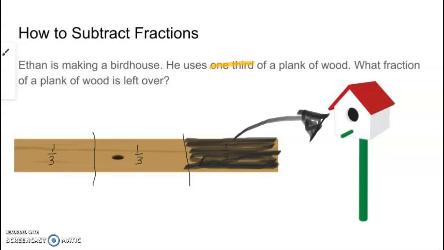All right, so what fraction of a plank of wood is left over? Well, we can find that out just by counting up how many thirds are left. So 1, 2. We have 2/3 left over, and we can show this in an equation by writing 3/3. So that's how many thirds we started with. We started with 1, 2, 3. Then we took away 1/3. That went to the birdhouse, and we are left with 2/3. So 3/3 minus 1/3 equals 2/3.